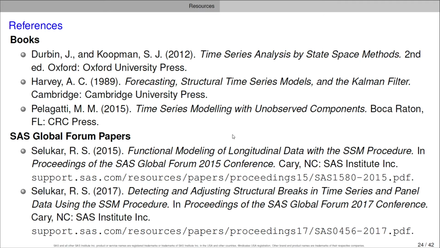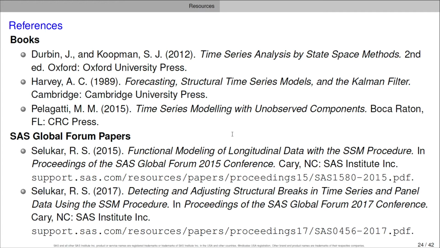The second book by Harvey is considered a classic in this field. It continues to be the go-to reference for univariate and multivariate UCMs. The book by Pelagatti is the most recent and probably the best book to get started with this subject. So these three books are quite useful. The syntax of the SSM procedure, and even the topics dealt with by using the SSM procedure, are influenced by these books. Virtually every example in these books can be easily specified and modeled using the SSM syntax.